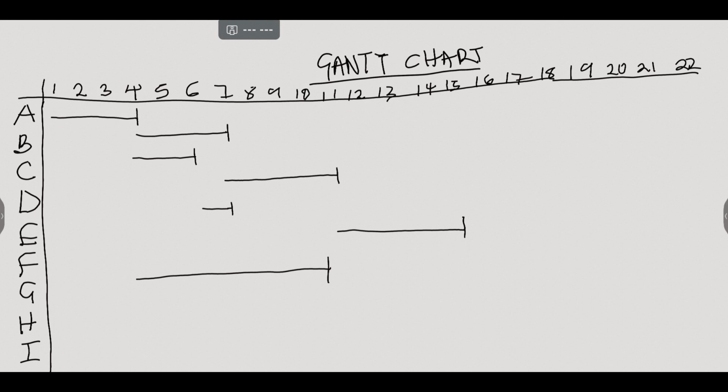H is preceded by F and G. And like I said, if two activities are preceding, we choose the one that has the latest finish time. The latest finish time is F. And H has a duration of 4 weeks. So it is 19. And I is preceded by H, and I has a duration of 3 weeks. So it starts from H and ends at 22. Therefore, we have 22 weeks to finish the entire project.